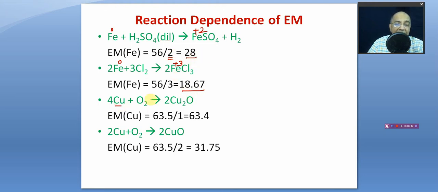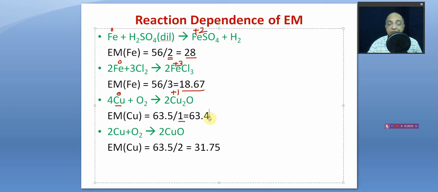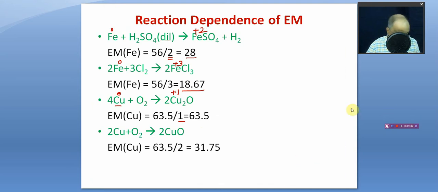Similarly, copper at high temperature gives cuprous oxide. So it goes from 0 to +1. So the valency factor is 1, the same as its atomic mass. But if it is at a low temperature, you get copper 2 oxide, or cupric oxide, and then it goes from 0 to +2. So here the equivalent mass of the element is the atomic mass by 2. So it all depends on how many electrons are lost per atom.